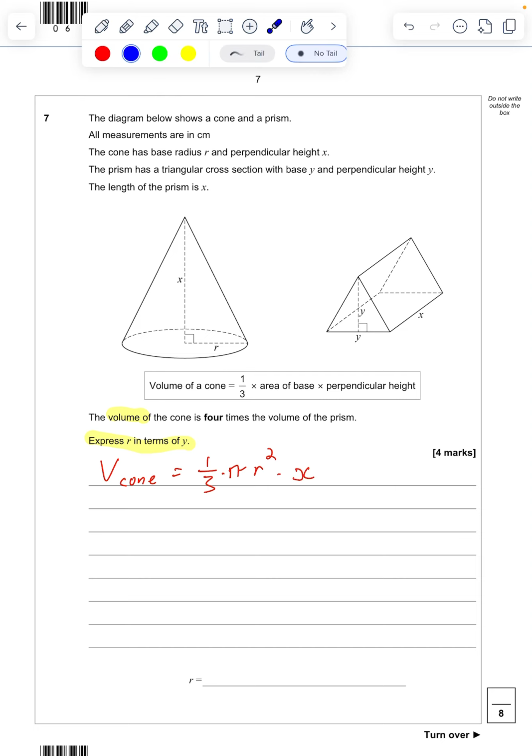Now, actually, these dots here, these aren't decimals. When you start to do high-level maths, dots are used to represent a multiplication sign. So a third times by pi r squared times by x. Now, that's going to get the volume of the cone.